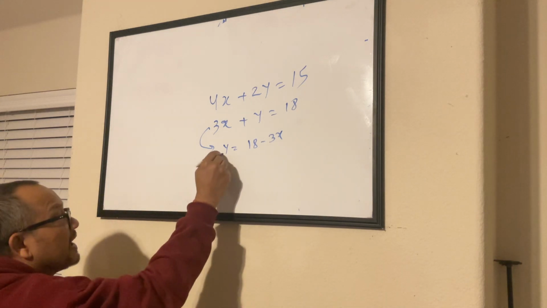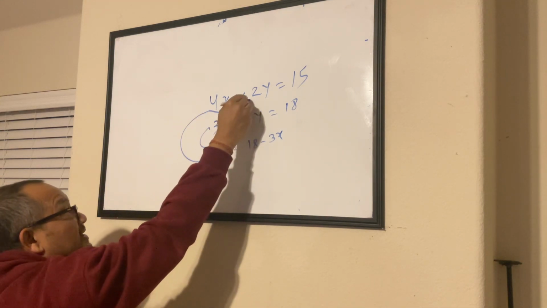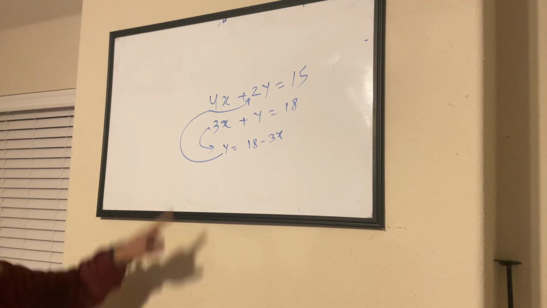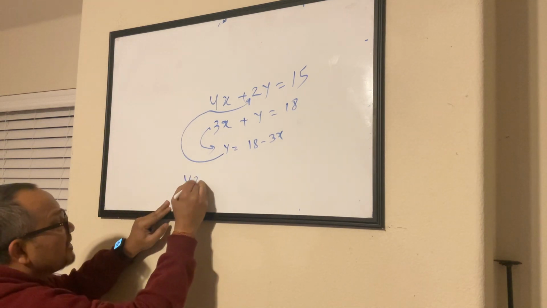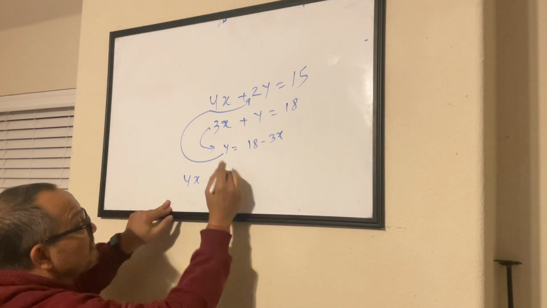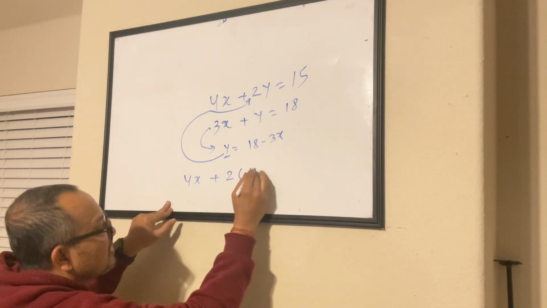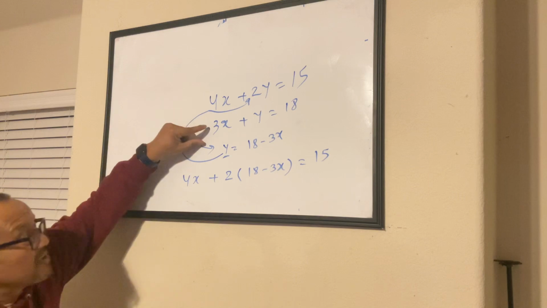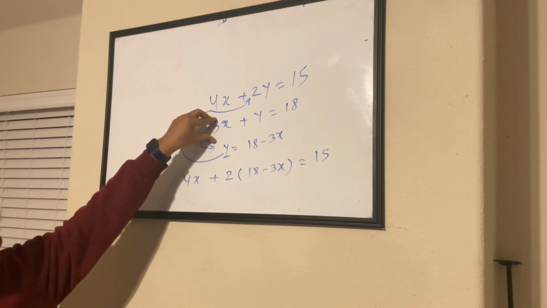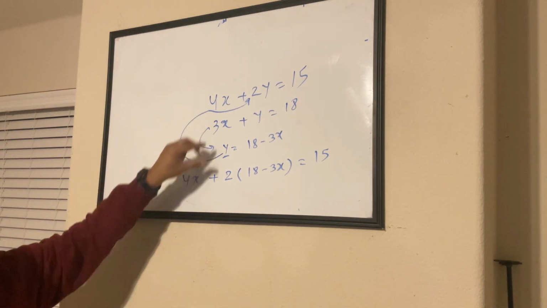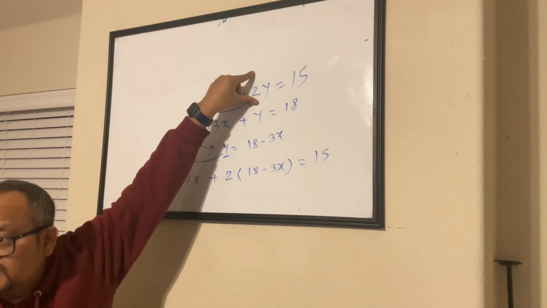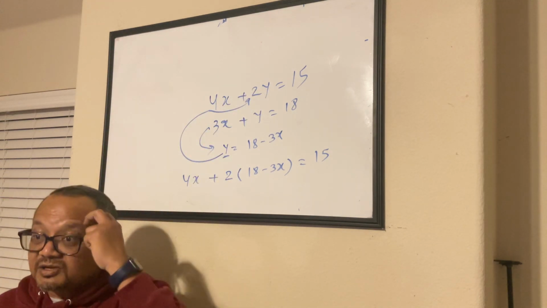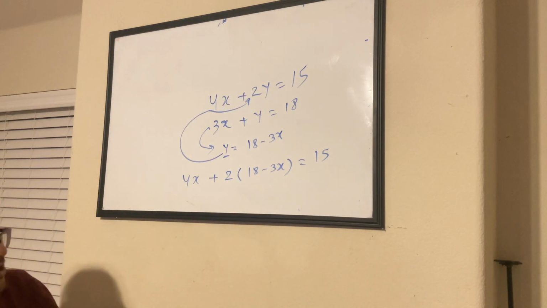What I will do is substitute the value of y in the first equation. So I will say 4x plus 2 times y equals 15. So what did I do? I took the value of one variable from this equation and I substituted that value in the first equation. That's why this is called the method of substitution. What did it do for us?